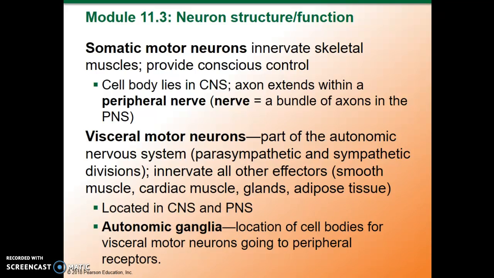Somatic motor neurons innervate. This may be a new word to you. Innervate means it sends the message to and controls the skeletal muscles. So the nervous information is going to the skeletal muscles. Somatic motor neurons innervate skeletal muscles and allow for conscious control of these muscles. The cell bodies lie in the central nervous system, and then the axon is going to extend within a peripheral nerve.